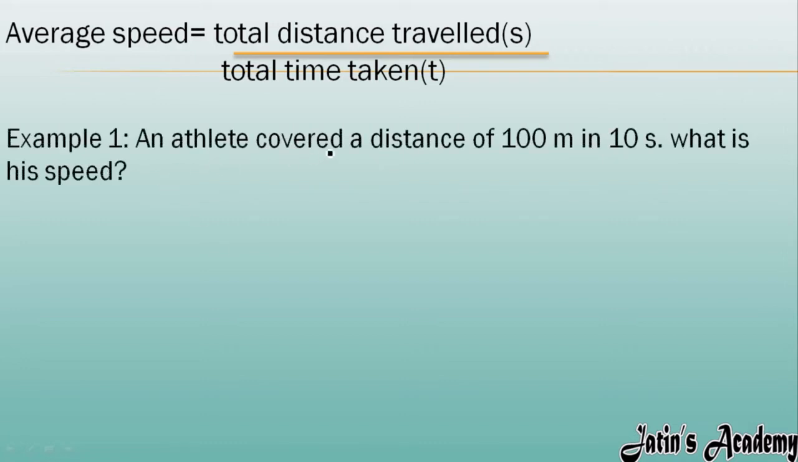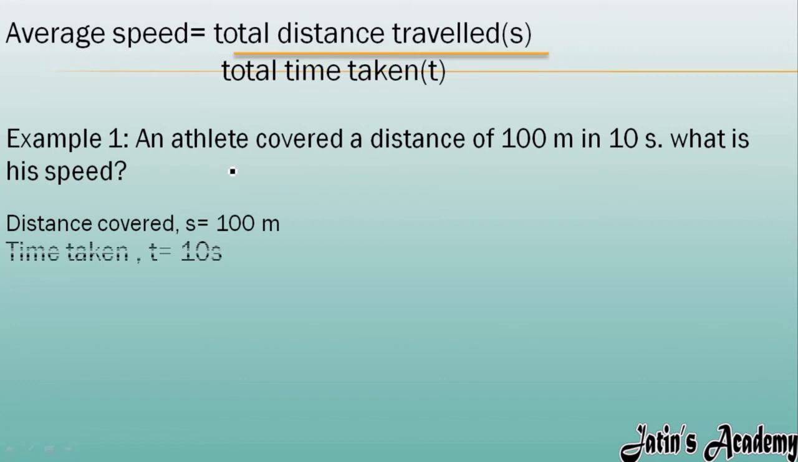So example first, we are having an athlete who covered a distance of 100 meter in 10 seconds. So here we are given the distance, 100 meter. Time taken is given, that is 10 seconds. So simply we have to calculate the speed.